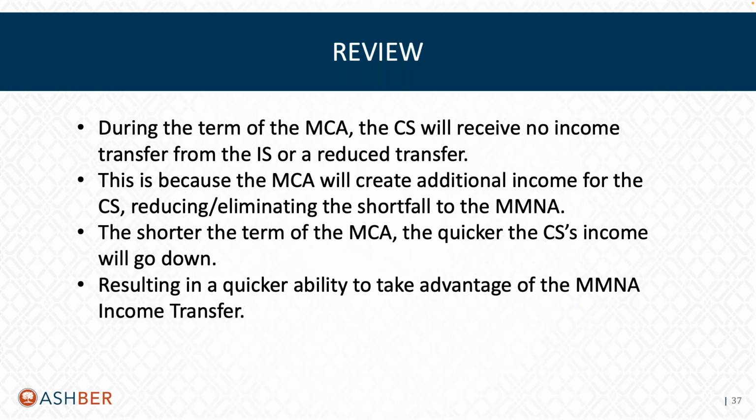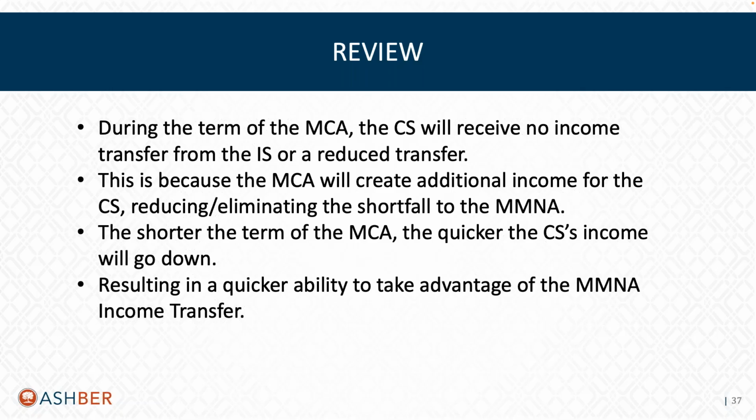So basically, to kind of look at and analyze those 4 quotes, the community spouse is going to receive a reduced or no transfer from the institutionalized spouse during the term of the annuity. I think that's one of the biggest things to highlight, because the Medicaid compliant annuity is 100% income all of the time. So the more income you have, the less ability you have to utilize the MMNA rules, basically.